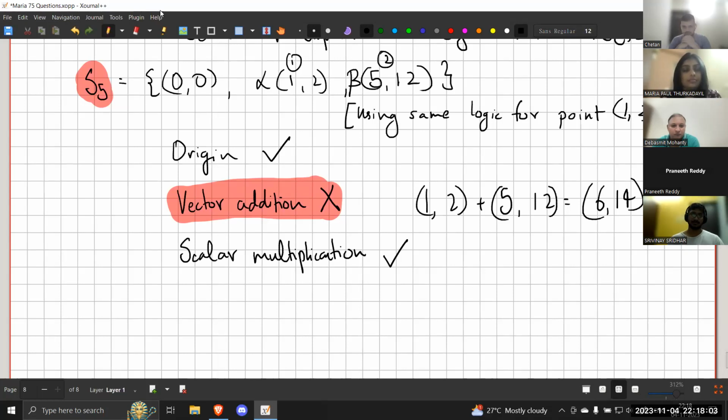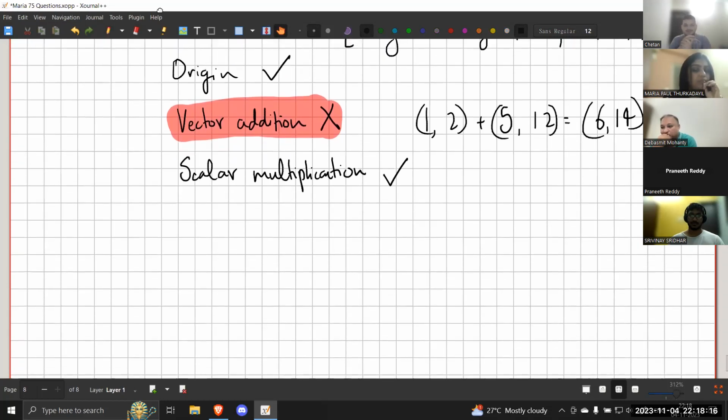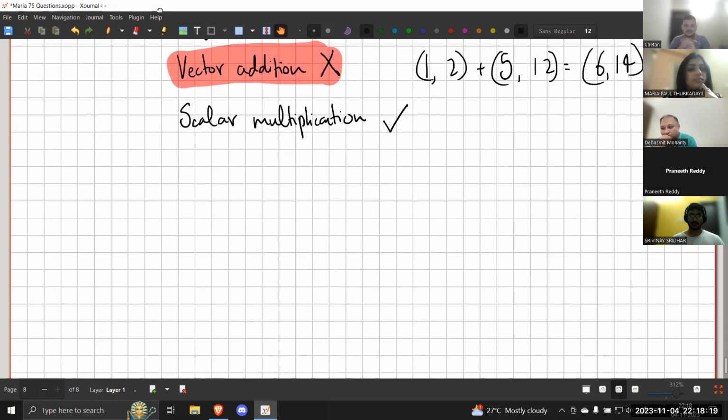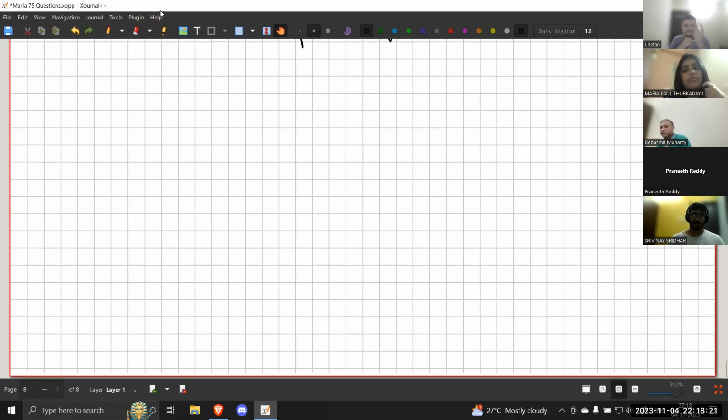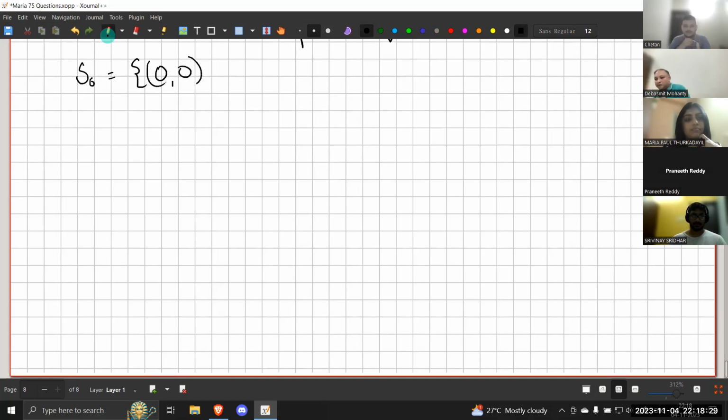If this subset is not satisfying vector addition, then why don't we just add the second one with that vector? That's a really nice idea. Let's try it out. Let's create a subset S6, which has 0, 0, alpha times 1, 2, beta times 5, 12, and alpha times 1, 2 plus beta times 5, 12.